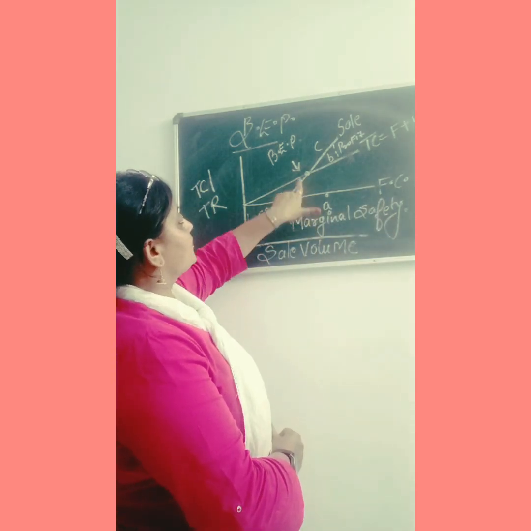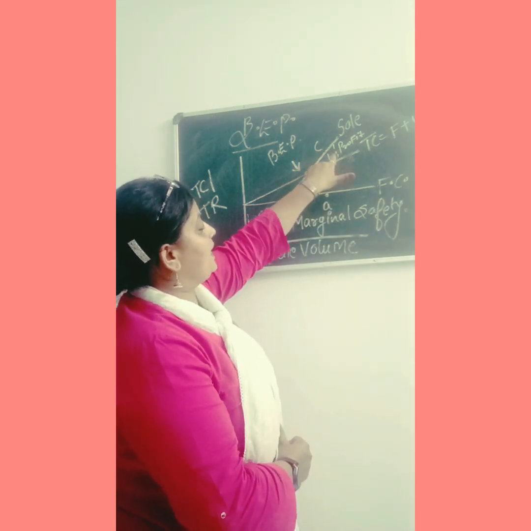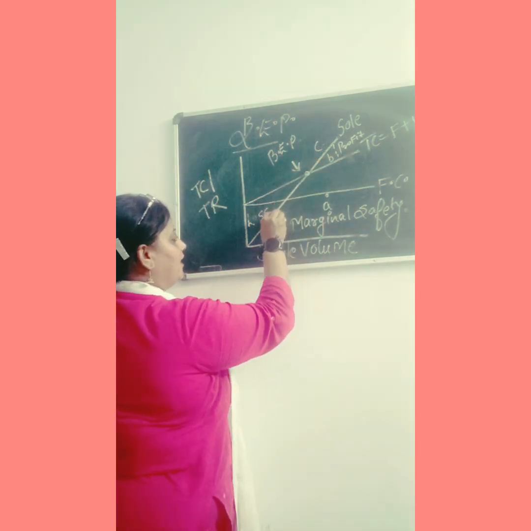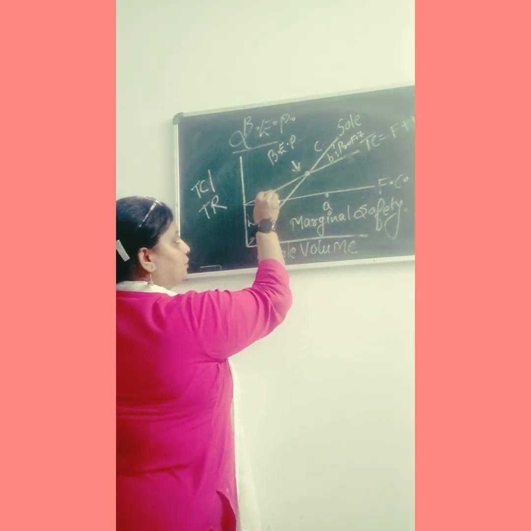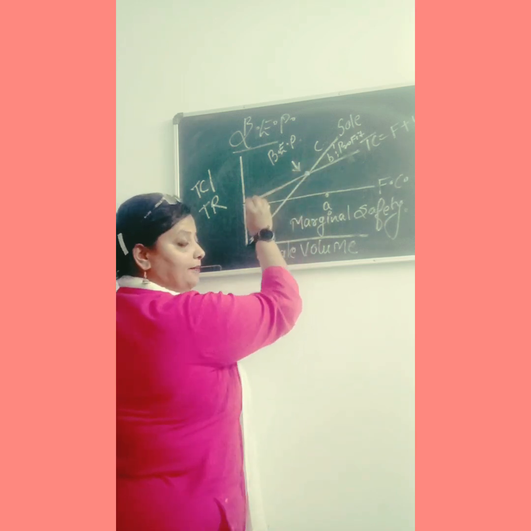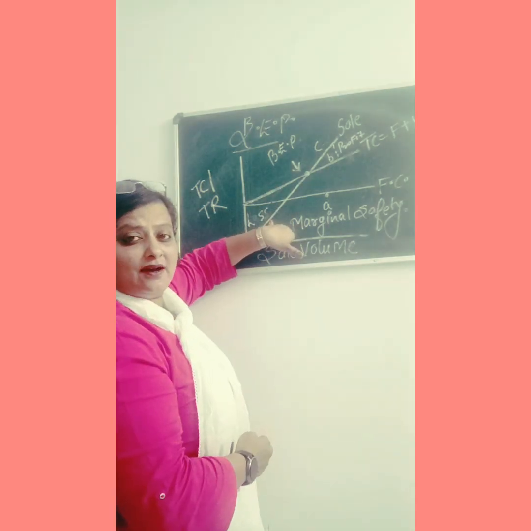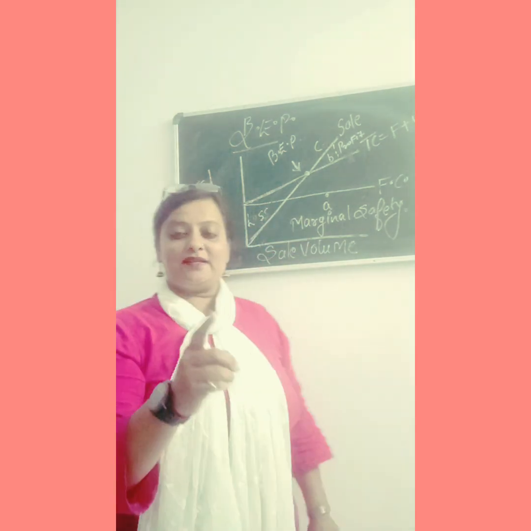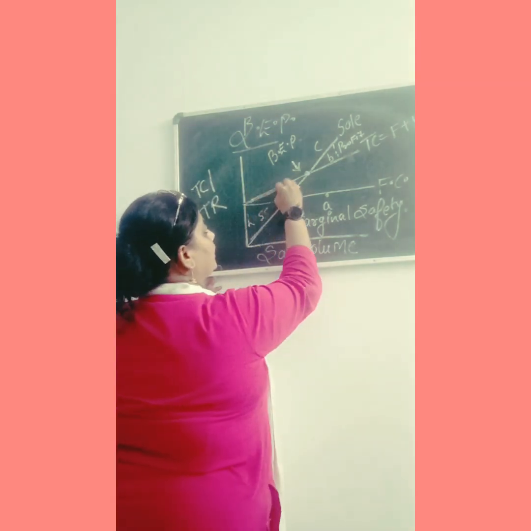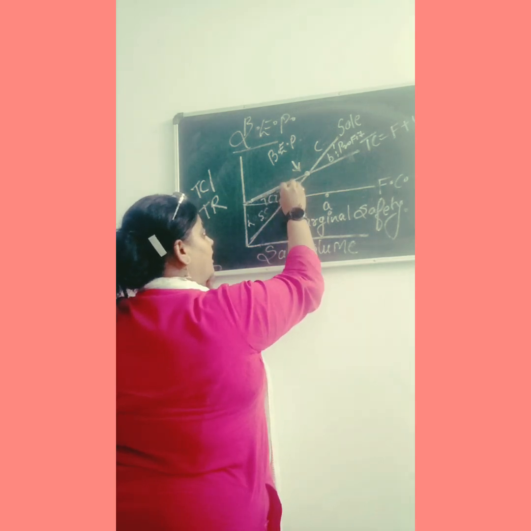Okay, so this is point A, this is point B, and this is point C. This area, please look at the blackboard. This area before the BP point, before the break-even point, is known as the loss area. Why is this area known as the loss area? Because here our total cost is more than total revenue.